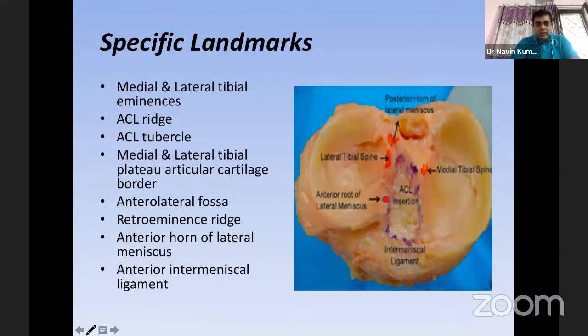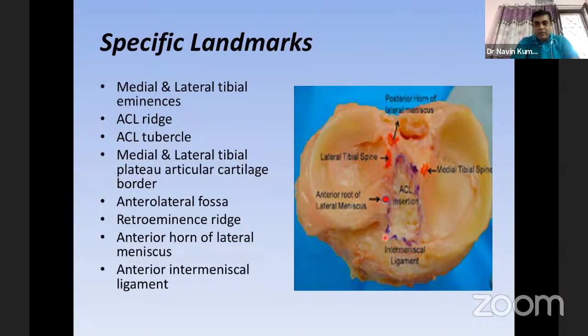I'll just use my pointer. Now this is the proximal part of the tibia, and this is the ACL insertion point. There are certain important landmarks one has to consider. Bony landmarks: the lateral and medial tibial spines, ACL ridge, ACL tubercle, medial tibial articular border, anterolateral fossa, retroeminence ridge over here, and two soft tissue landmarks.